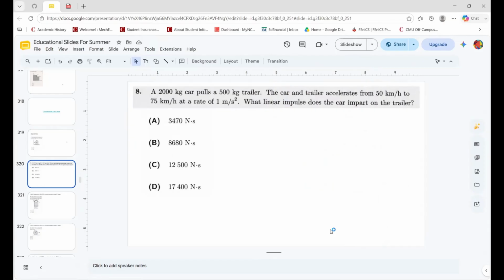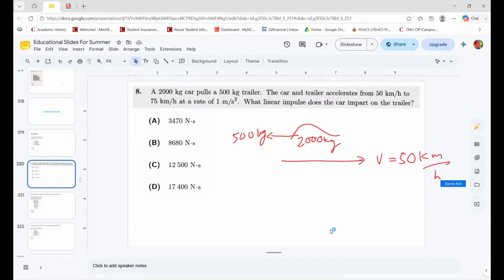A 2,000 kilogram car pulls a 500 kilogram trailer. Okay, so there's a car and it's pulling a trailer that's 500 kilograms, and there's 2,000 kilograms here. The car and trailer accelerates from a velocity of 50 kilometers per hour to 75. Accelerates. I see, so it's not static. What is the linear impulse the car exerts on the trailer? I see what they're trying to say, but it pulls.